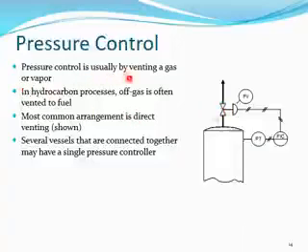Pressure control is usually done by venting a gas or vapor. In a hydrocarbon process, gas is often vented or used as fuel. Here it is vented, and mostly it should not be vented like that. It should be connected to the relief system, for example a knockout drum or flare or whatever.